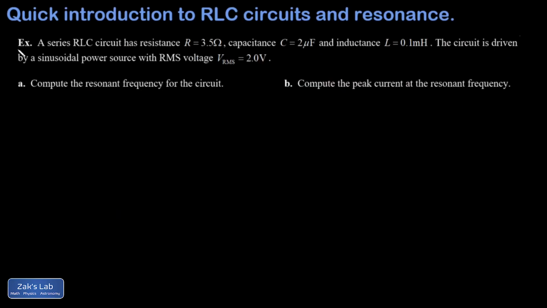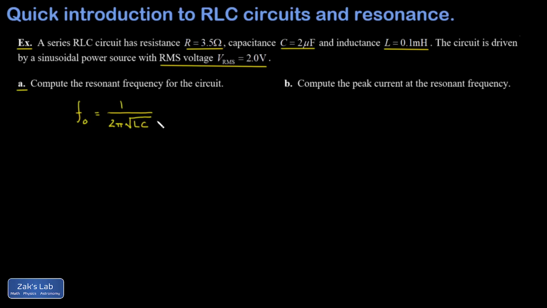So let's wrap things up with an RLC example. I'm given an RLC circuit with a resistance of 3.5 ohms, a capacitance of 2 microfarads, and an inductance of 0.1 millihenries. And I'm told the circuit is driven by a sinusoidal power source with an RMS voltage of 2.0 volts. Part A, give me the resonant frequency for the circuit. So we're just plugging into that little formula.